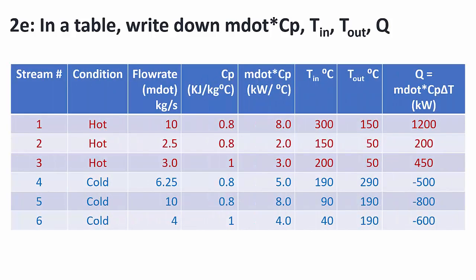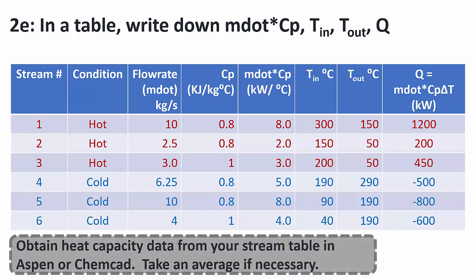The next step is in a table to write down the flow rate times heat capacity, the inlet and outlet temperatures, and the overall Q. So I've created a table here. There's a lot of information here, but the information in red is for hot streams and the information for the cold streams are in blue. So I've labeled the streams as hot or cold. I've put their flow rates and heat capacities in the table. This information is provided by Aspen.